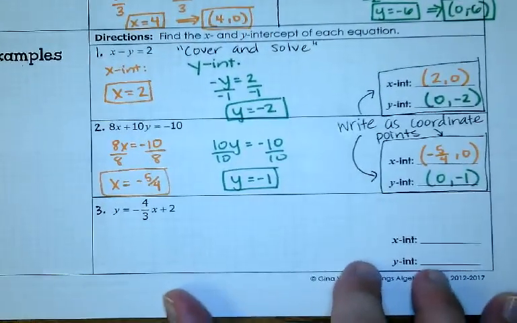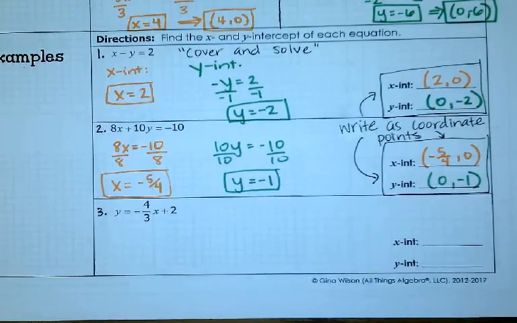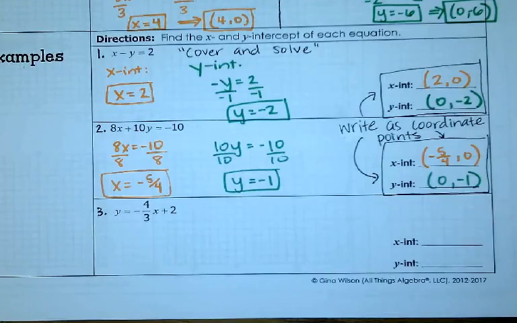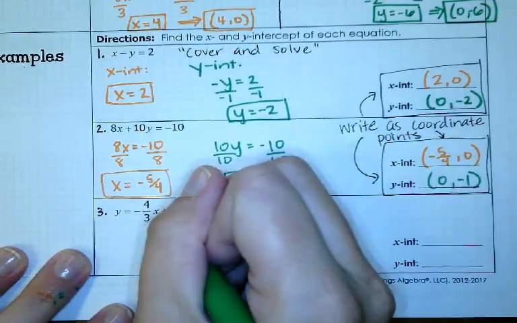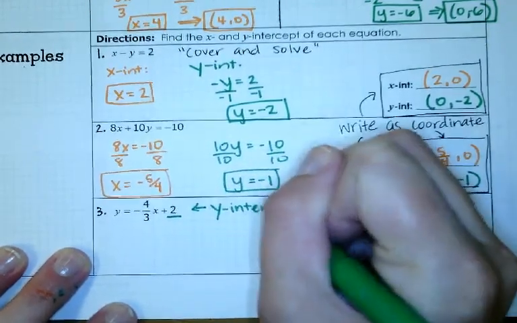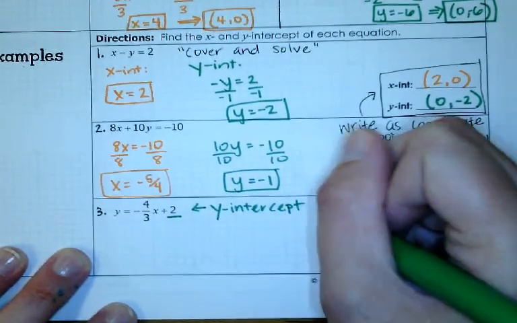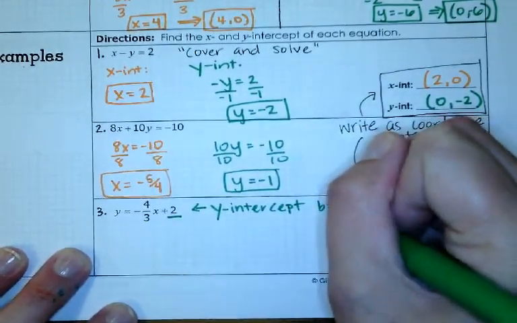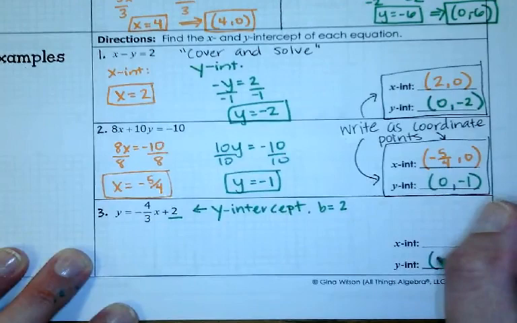Okay, is this one in standard form? What form is this in, y'all? Y equals, so what form is that out of our 3? Slope intercept, standard, or point slope? Slope intercept. Guys, do we know what our y-intercept is right away just by looking at the equation? What is it? That is the y-intercept because it's in slope intercept form. So your b is equal to 2 right here. So guys, your y-intercept is 0, 2.